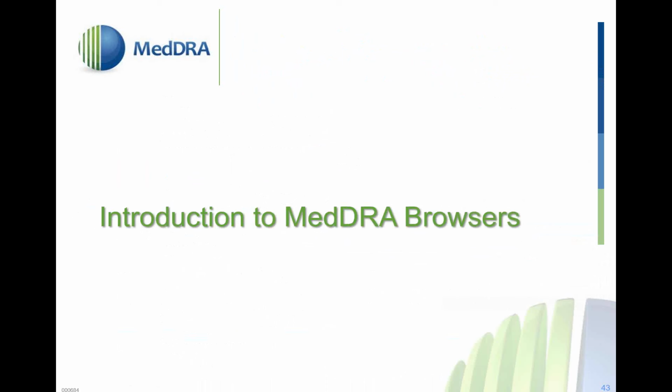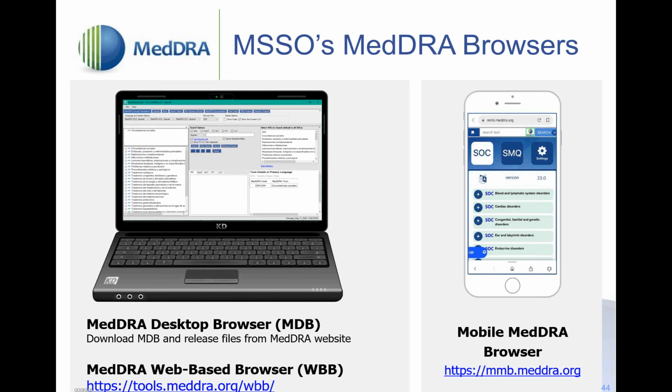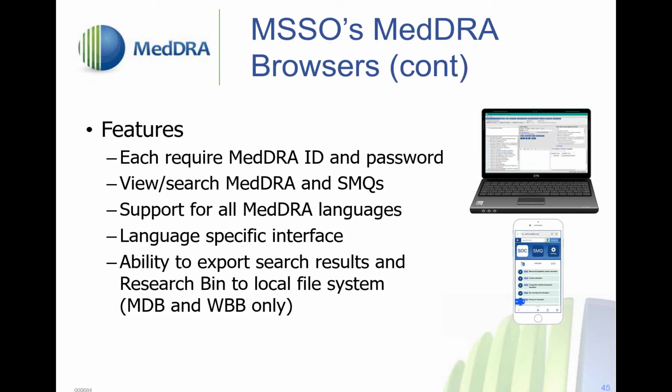Okay, great. Let's talk a little bit about MedDRA browsers. Every user in MedDRA has access, included in your subscription, to three different browsers. You have the desktop browser, the MDB, the web-based browser, the WBB, and the mobile browser, the MMB. All of them are available to you as a subscriber. They all need your MedDRA ID and password to be able to access them. They all enable you to view the MedDRA terms and the SMQs, the standardized MedDRA queries, but we're not talking about SMQs for this particular webinar, but you are able to access them through any of these three browsers.